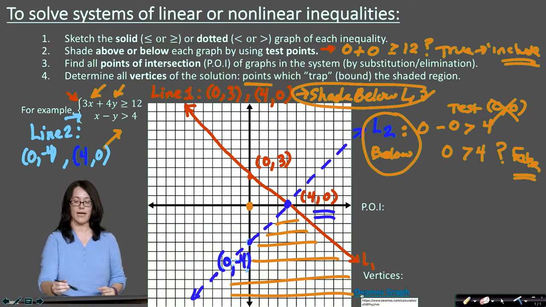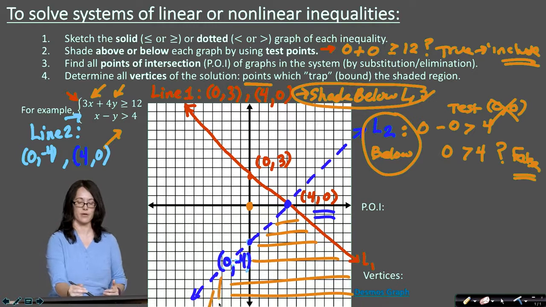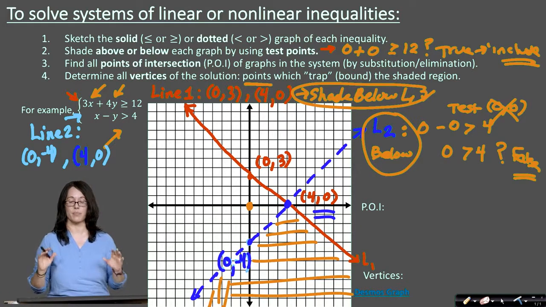So any point in that region, which is mostly in quadrant 4 and a little bit of quadrant 3 as well over here, we would be having all of our solutions for this system. So the places where this is true, where you're satisfying both the first constraint and the second constraint, would be any points in that shaded region.